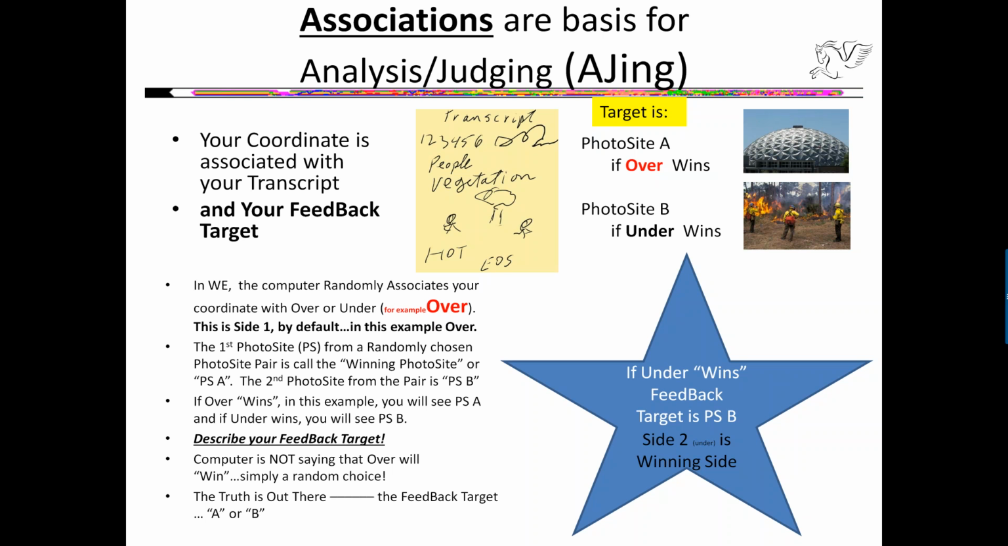Okay, now let me just say this. This transcript is associated with under. Your side 2 is associated with under. Your side 2 transcript then would be associated with the winning side. I probably should make another view graph. So since this is associated with the winning side and it won, you will see this with that coordinate.